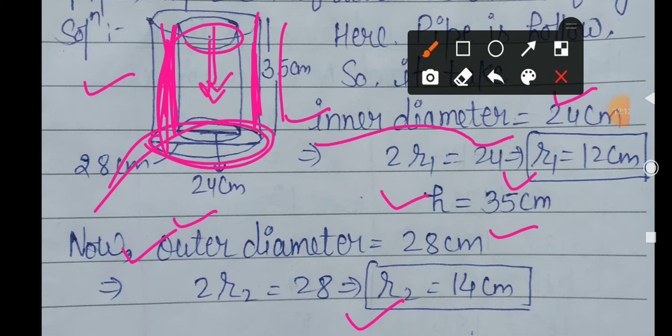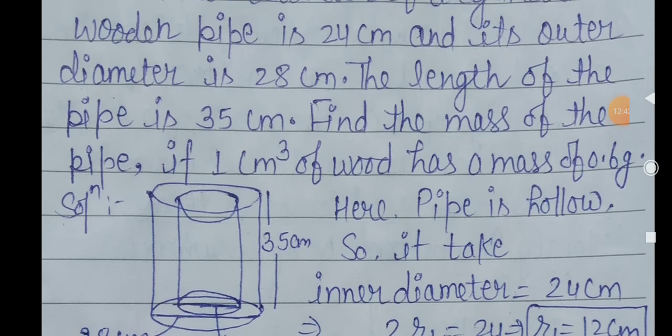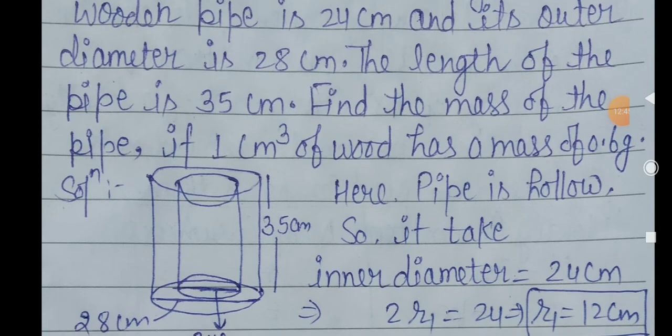So with the help of these things you have to find the inner radius, height and outer radius. Inner radius is 12 centimeter, height is 35, and outer radius is 14 centimeter. So these three dimensions we have, and then you have to find the volume, because the mass is related to your volume. So first of all you have to find the volume, then you have to convert that volume into the mass with the help of the given mass.